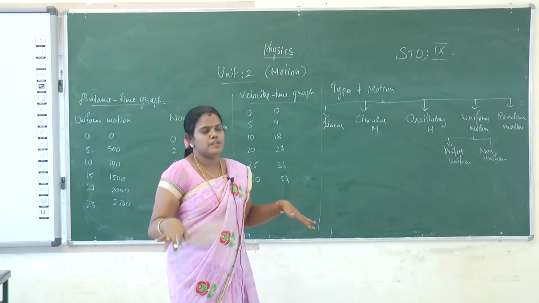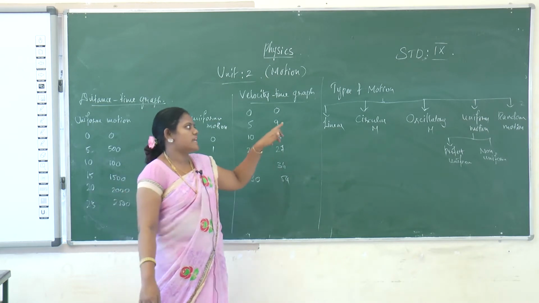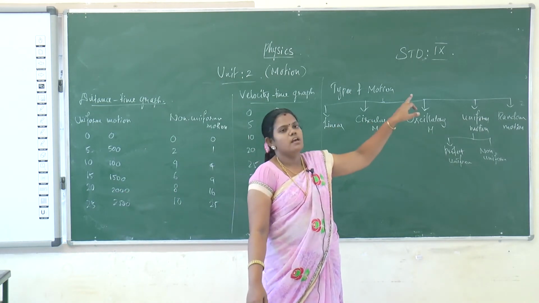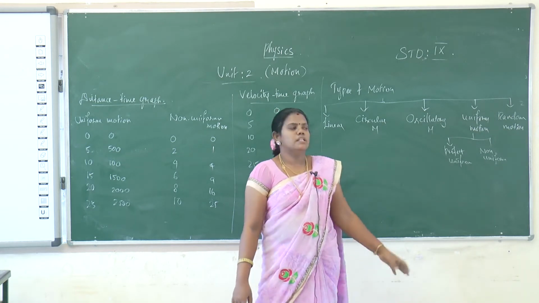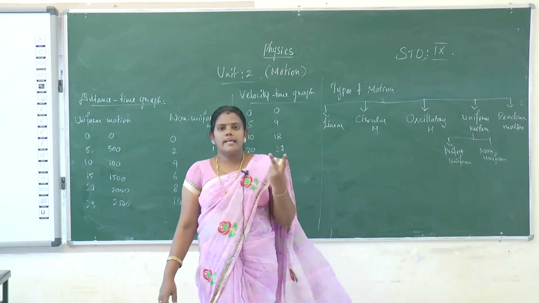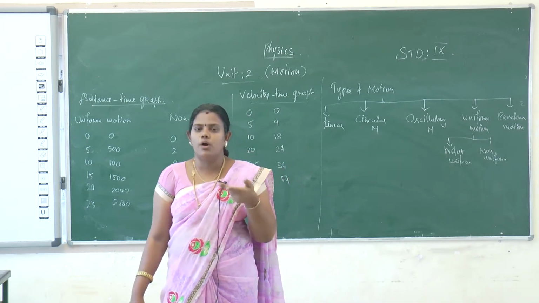So the other types of motion: first one is linear motion, second one is circular motion, third one is oscillatory motion, fourth one is uniform motion, fifth one is random motion. Random motion is the motion that does not fit into any of these. I explained that also, uniform and non-uniform.